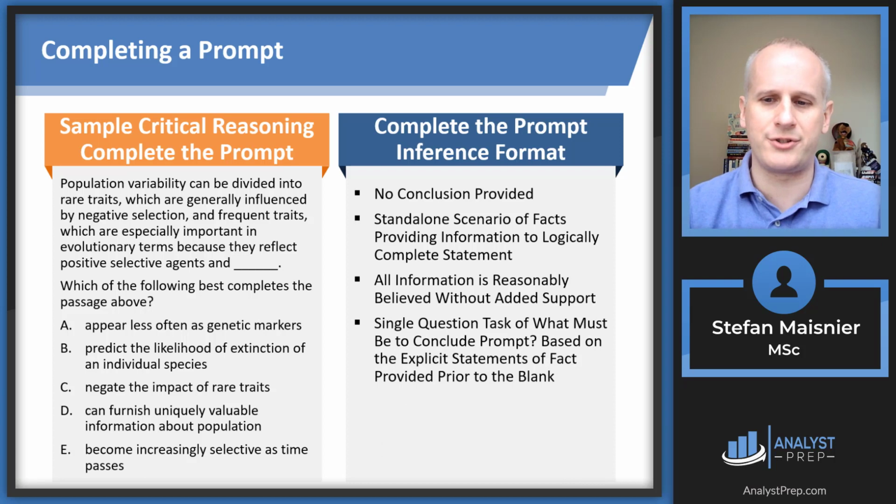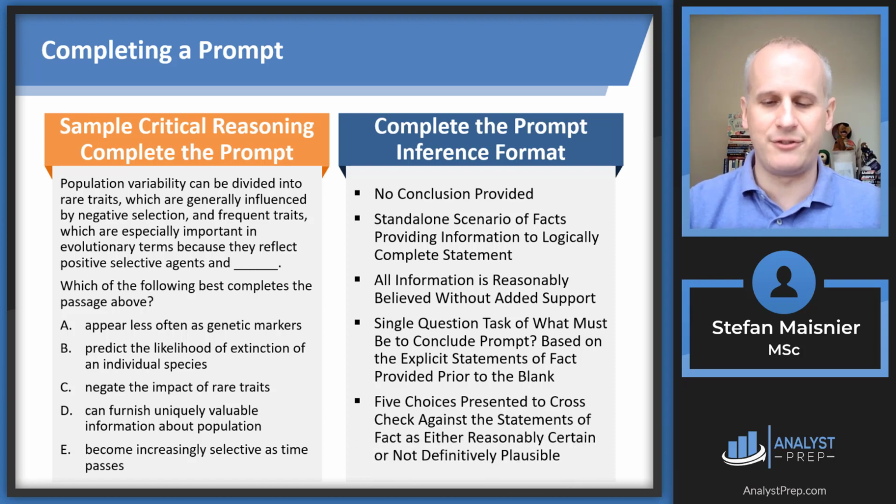You'll have a single question task of what must be to conclude the prompt. It can be based on any number of different things, but this is going to be always based explicitly on what is in the paragraph, not outside information. And you have to take your 5 choices that are presented and cross-check them against the statements of fact to determine whether they are reasonably certain, meaning that they must be true based solely on the statements that are presented, or something that's not definitively plausible because it could be true, could be false, or is potentially reversal extreme, that sort of thing. So let's begin by reading the prompt to start.